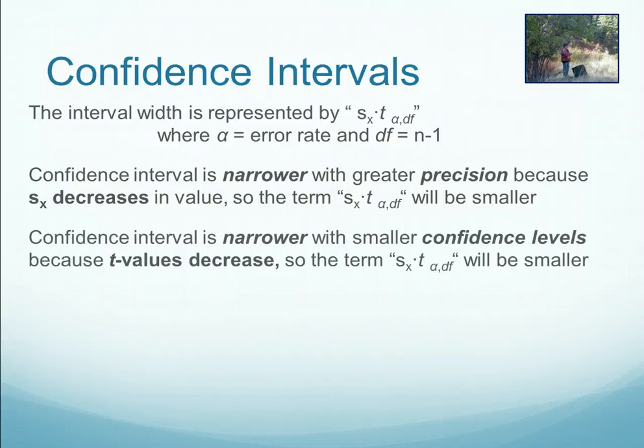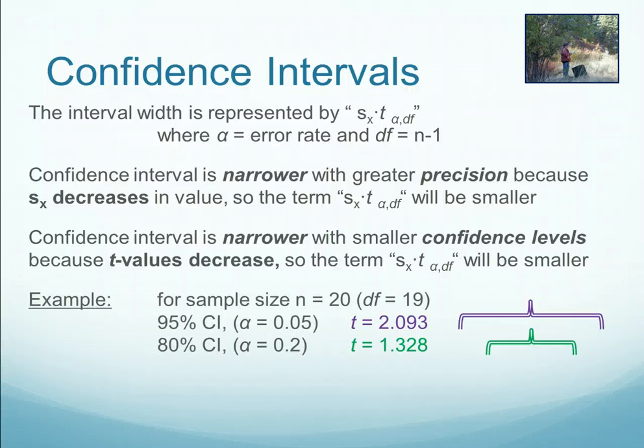The confidence interval is also narrower with smaller confidence levels, because t-values decrease as we decrease our confidence level. So that term S sub x times t is going to be smaller.